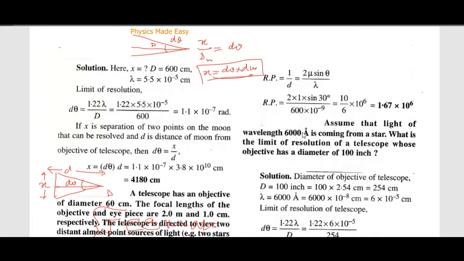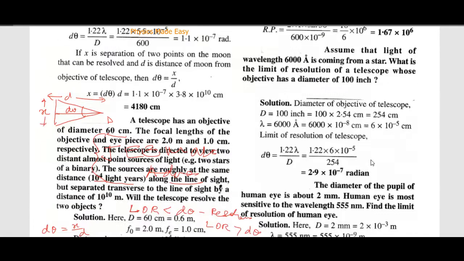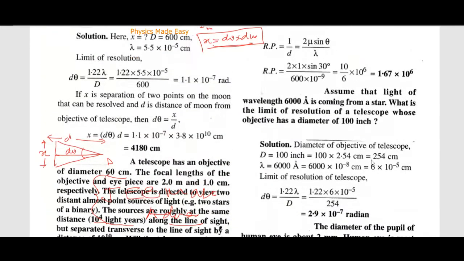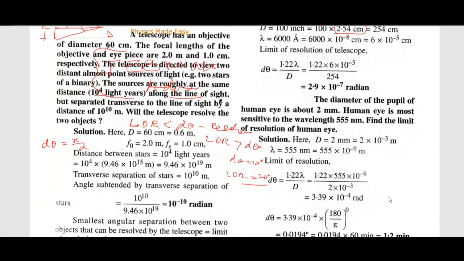Next is, assume the light of wavelength is coming from star. What will be the limit of resolution of telescope with 10 inches in diameter? Inches, it is board level question. You just convert inches into centimeter. And this conversion 1 inch is equal to 2.54 centimeter is important. The diameter of pupil of human eye is 2 mm. Human eye is most sensitive to this wavelength 555 nm. Find the limit of resolution of eye. Lambda is given and D is given. You can easily find out. I don't think there is any problem.